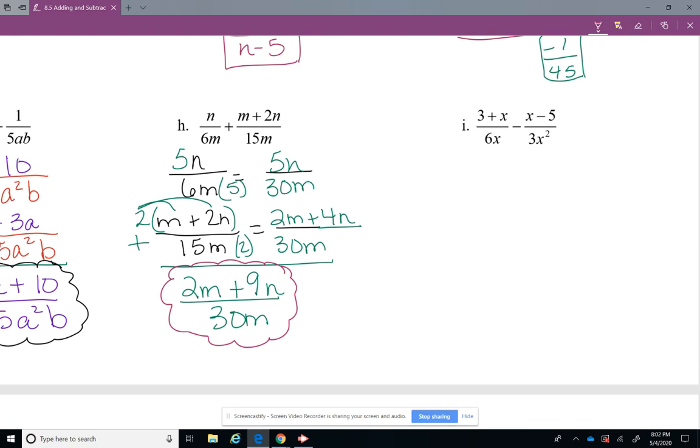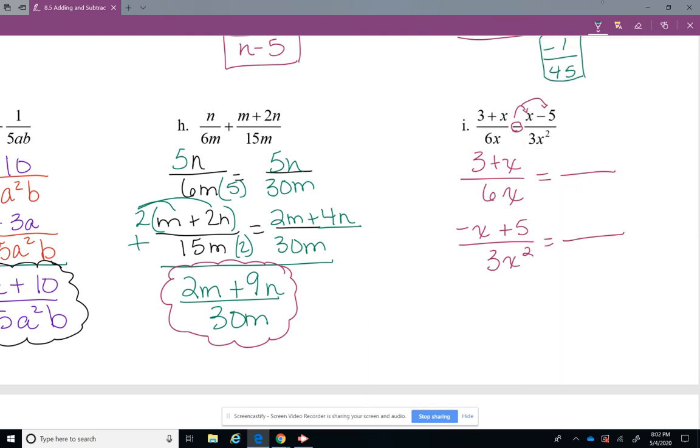All right, last one for today. We have 3 plus x over 6x minus. Now I'm going to take this minus and go ahead and distribute it, okay? So it's going to be negative x plus 5 over 3x squared. All right, I'm going to put equals. I'm going to put our fraction bar.